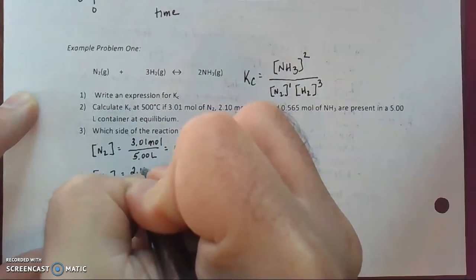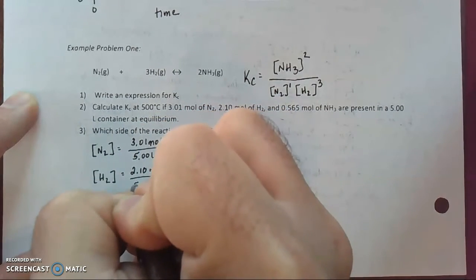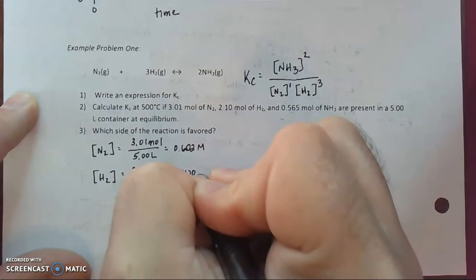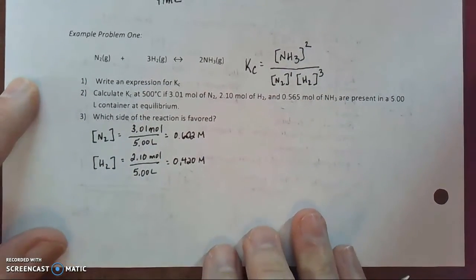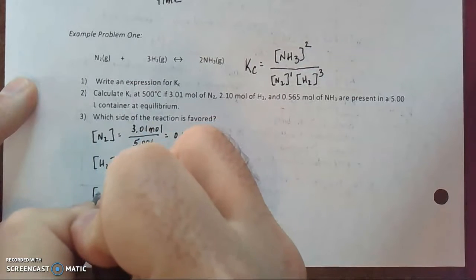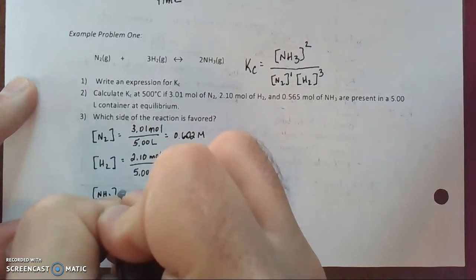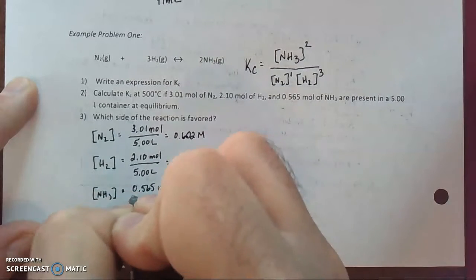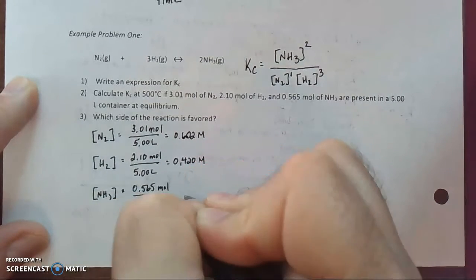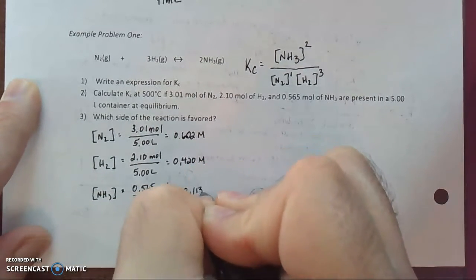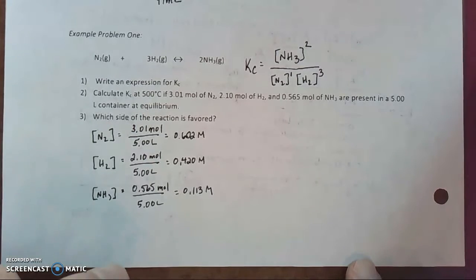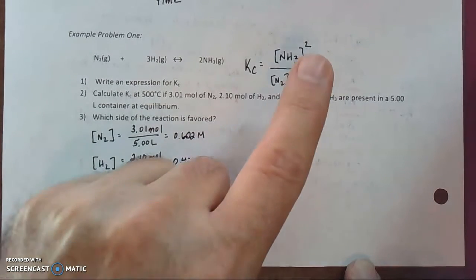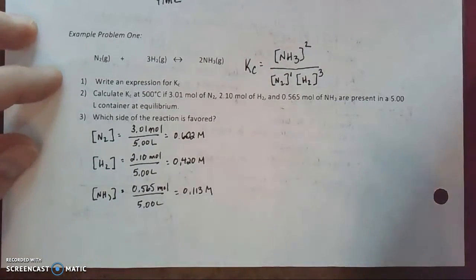We are going to calculate the same thing for H2. So we have 2.10 moles over 5.00 liters. That's going to give us 0.420 molar. And then we have NH3, and that's going to be 0.565 moles over our 5.00 liters and give us 0.113 molar. So now all we have to do is put these values into this equation.